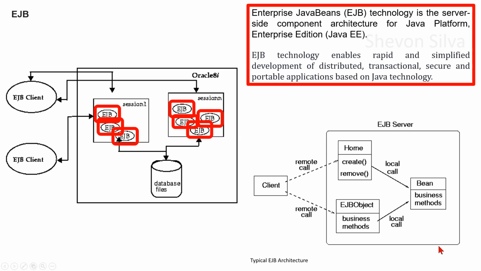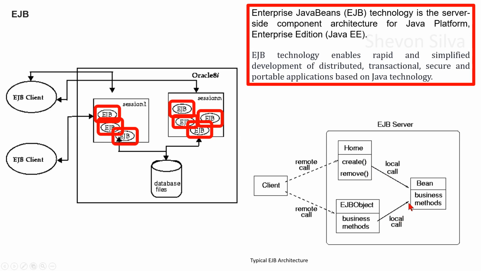Here you can see a client is connected to the home and EJB object. Remote call is passed from client to home. Remote call is passed from client to EJB object. Home is connected to bean. Local call is passed from home to bean. EJB object is connected to bean. Local call is passed from EJB object to bean.